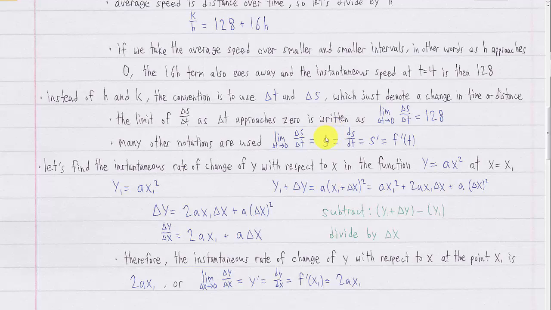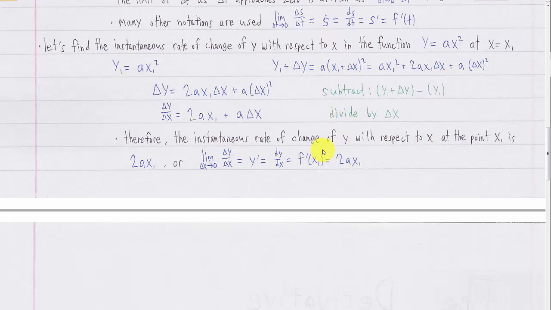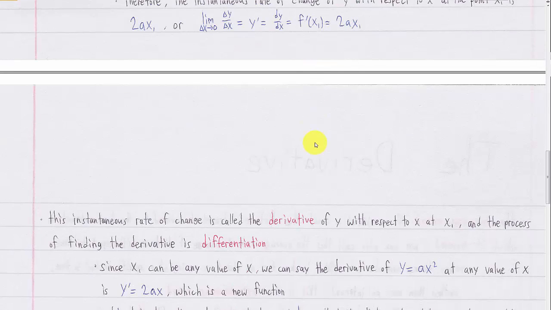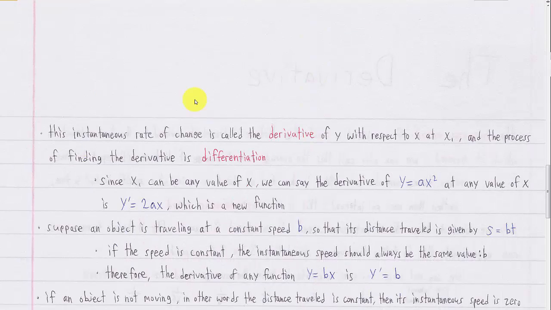Notice we don't have the y with a dot over it. If you have a dot over it, that always means the derivative with respect to time, or t. We don't use that with other things. And so this process of finding the derivative, or the instantaneous rate of change, is called differentiation.